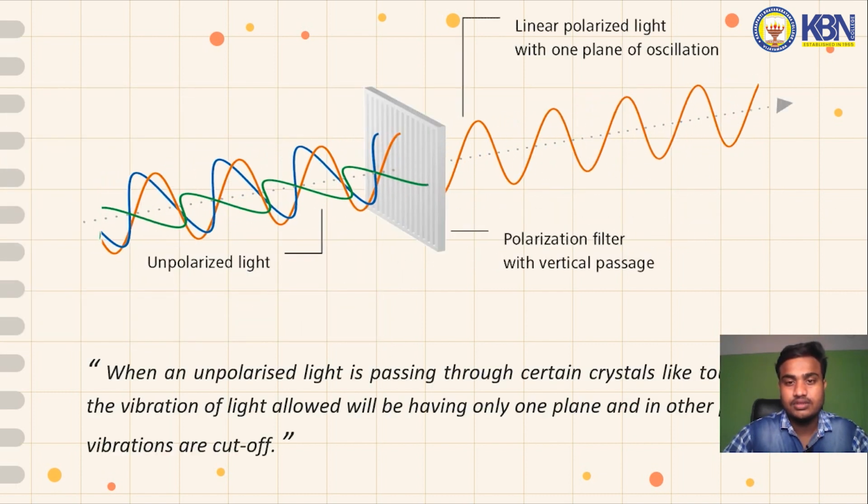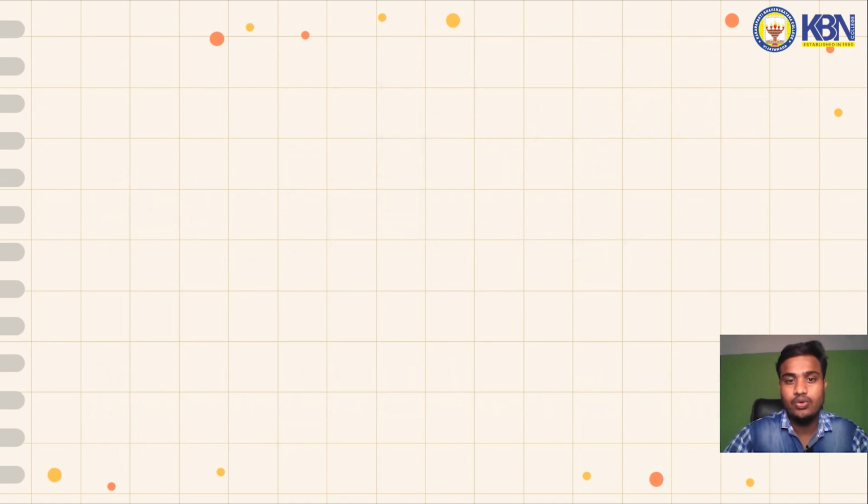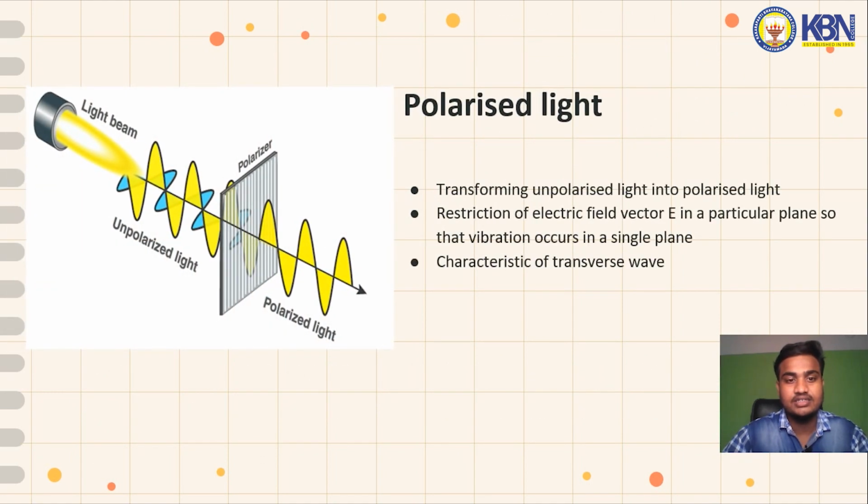Okay. Here you can see how plane polarized light is formed. In this diagram you can see that when you incident an unpolarized light on a polarizer, the magnetic field component is vanished, and only the electric field component emerges out. This is what polarization means.